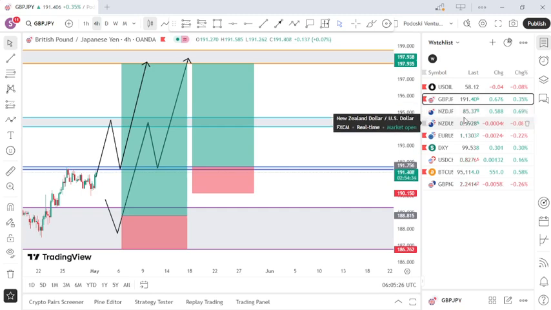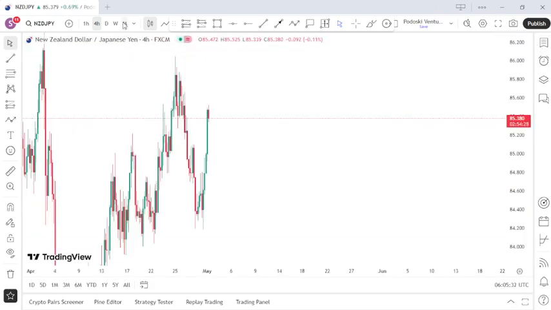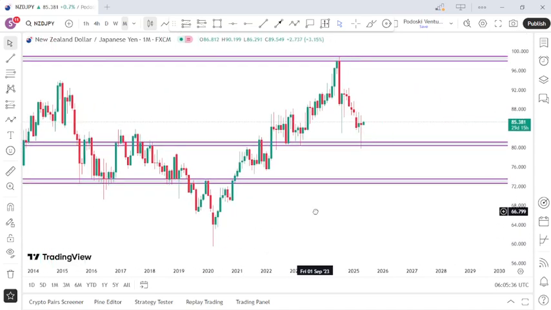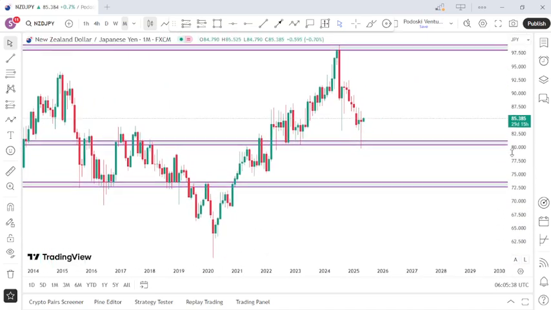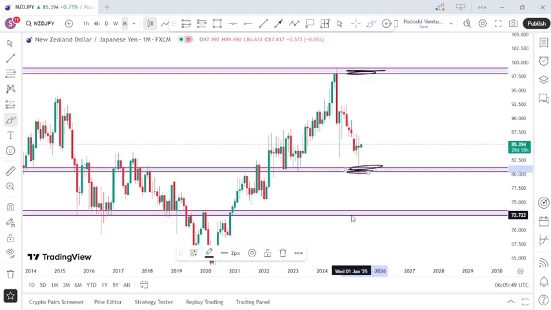Okay, so let's talk about NZDJPY. The next pair on the list is actually NZDJPY. On NZDJPY, I have my monthly upper zone here, monthly midway zone, and my monthly lower zone.